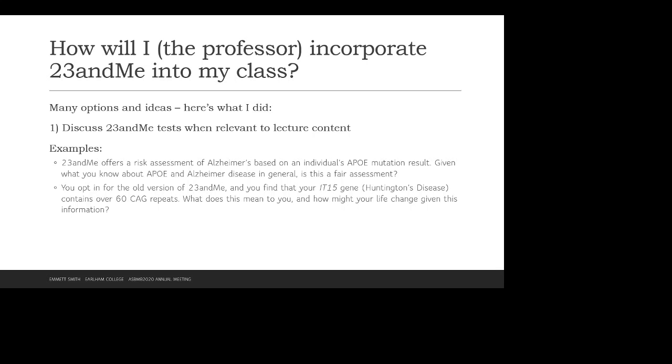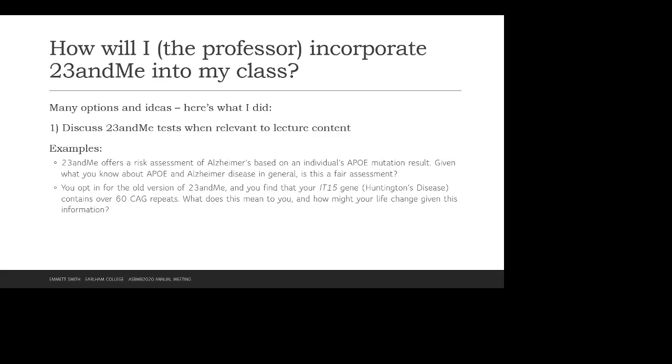So one thing that I did was discuss 23andMe tests when it was relevant to lecture content. Now, I did not discuss results, or I never asked the students to share their results, but I would always inform them if what we were talking about in lecture was something they were either going to learn or should have learned from their 23andMe test, depending on if they'd already gotten the results back.